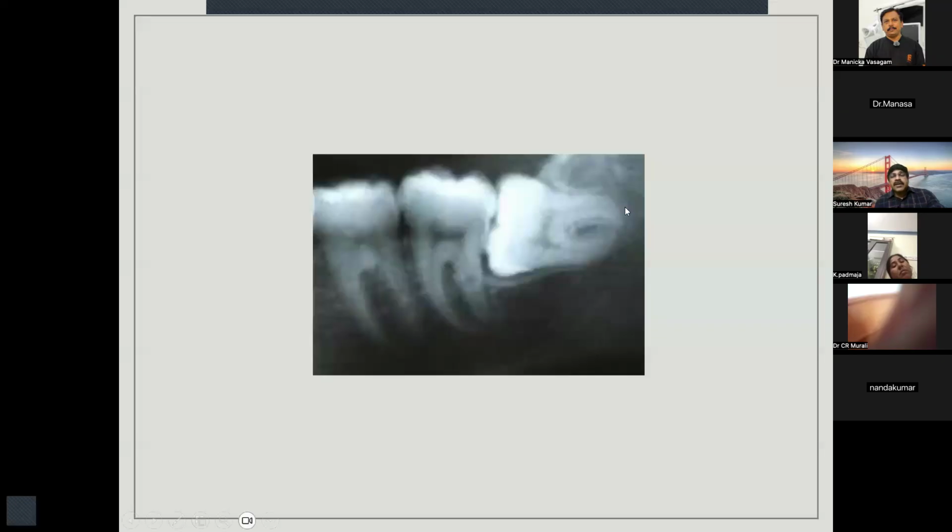If you look at this IOPA radiograph, what tells you this is an ideal radiograph? When you don't see any overlapping of the enamel between the first and second molar here, that means the angulation of the X-ray beam is correct, and whatever you are going to assess regarding the third molar is going to be perfect. So this is a perfect X-ray.